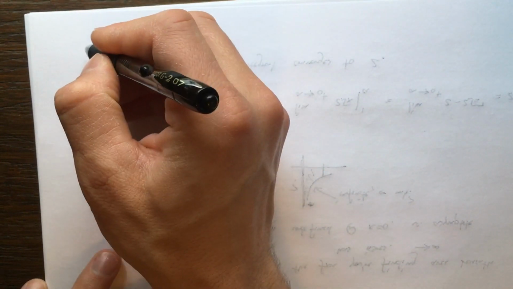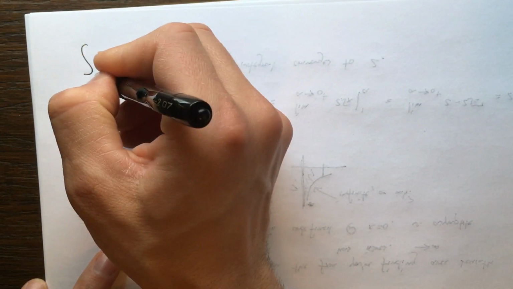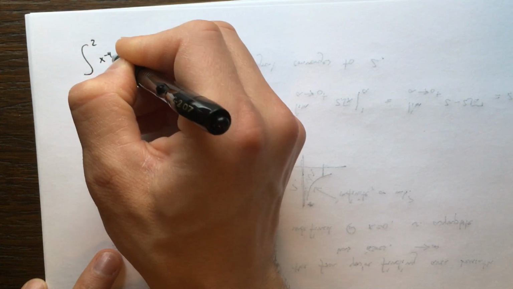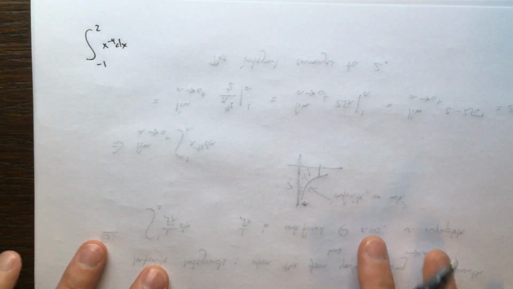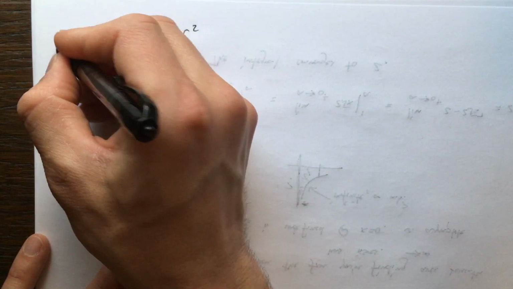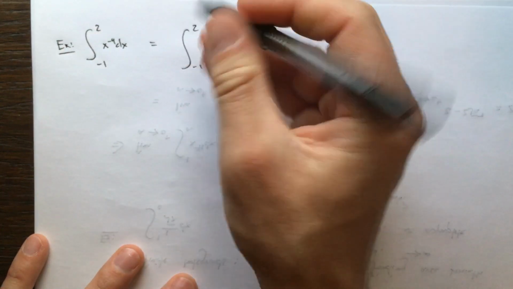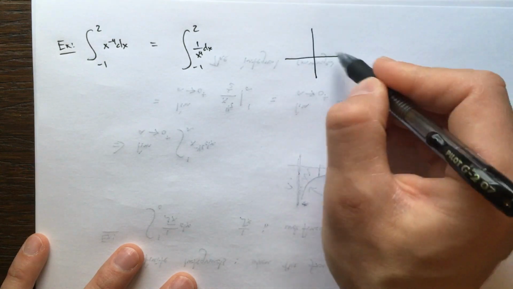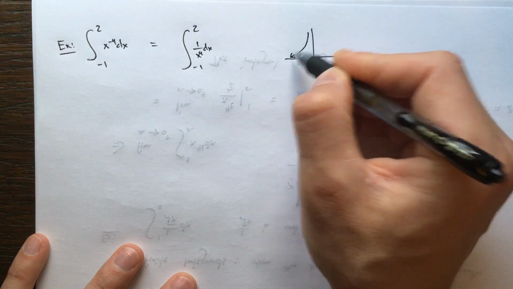Let's take, for instance, the integral from -1 to 2 of x to the -4 dx. This is the same as the integral from -1 to 2 of 1 over x to the 4th dx. So 1 over x to the 4th is a volcano-looking thing.